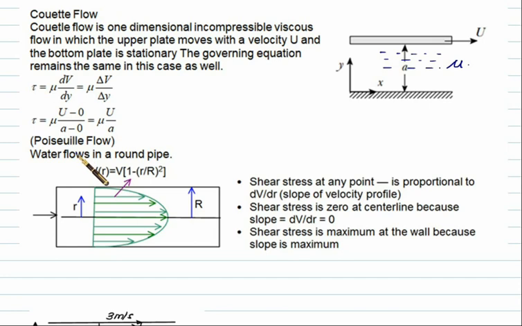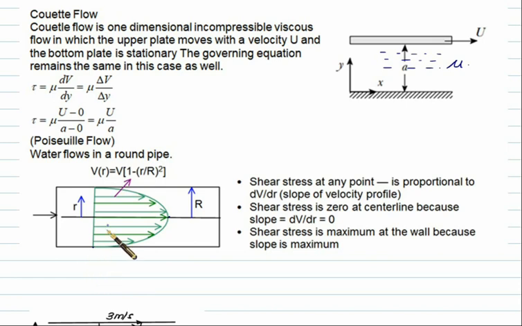The second type of flow is Poiseuille flow. This type of flow normally occurs in the case of a circular pipe. When a fluid is moving in a circular pipe, we get a parabolic velocity profile. Velocity at the center is maximum, and due to the no slip condition, the velocity at the wall is 0. So the fluid velocity is also equal to 0.